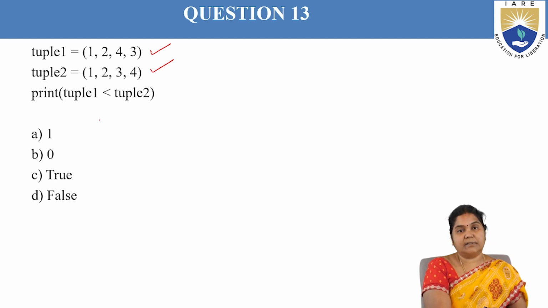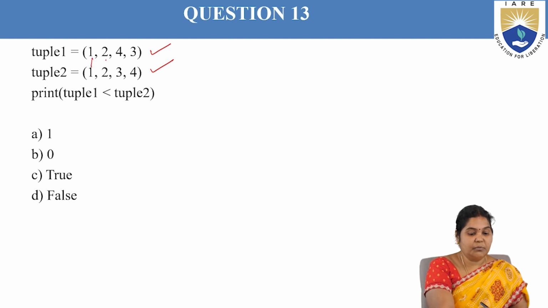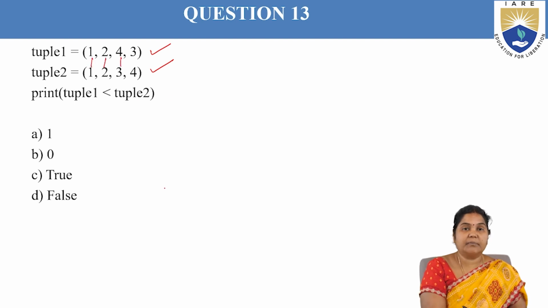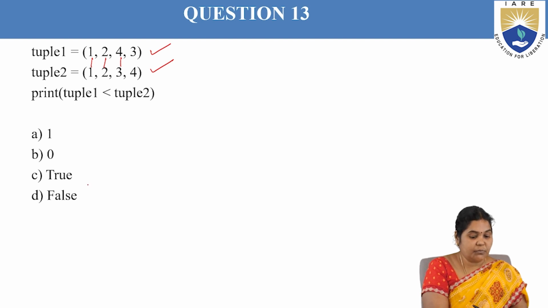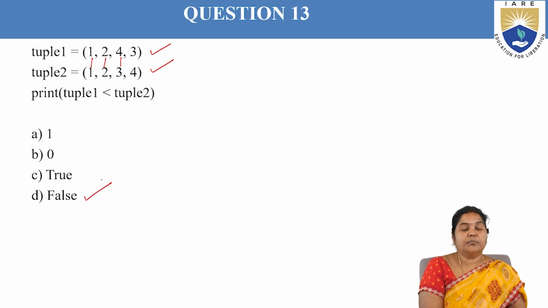So, how will the comparison take place? It compares value by value. First, 1 is compared with 1, 2 is compared with 2, then 4 is compared with 3. So element by element, it will be compared one after the other. Is 4 less than 3? No, false. So it will give you the answer as false.